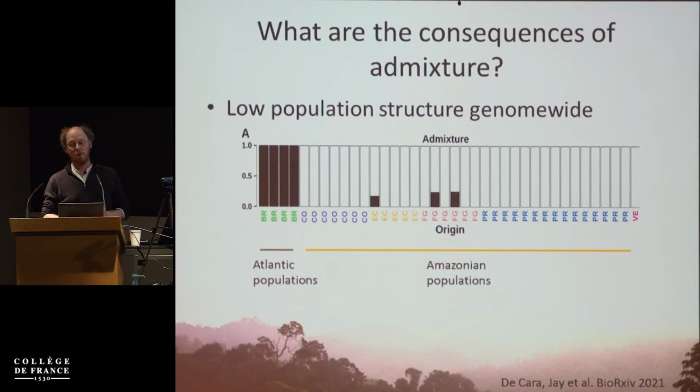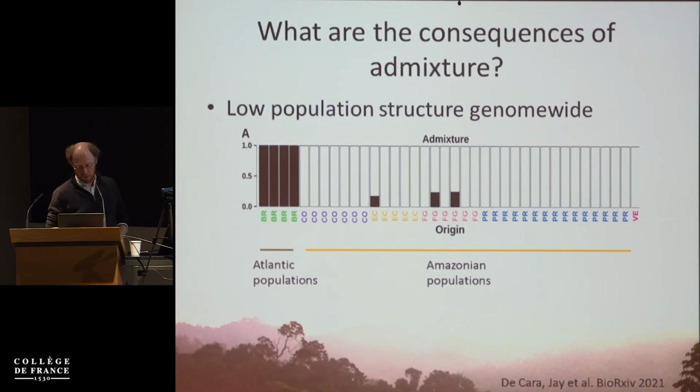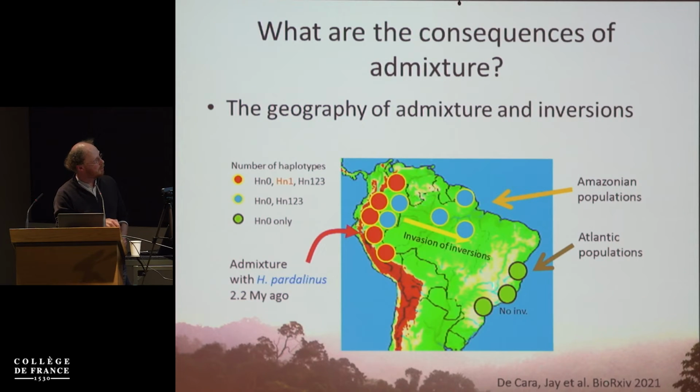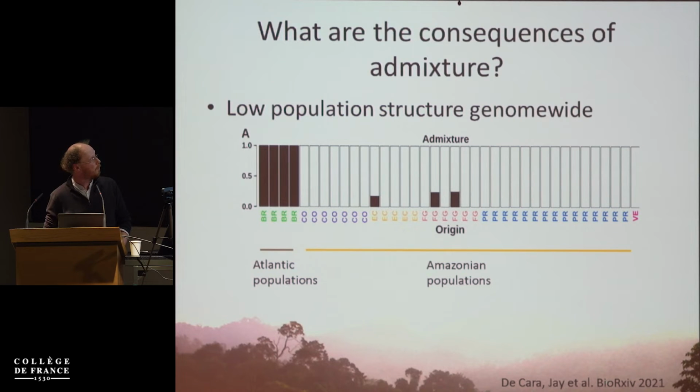Basically, there is no population structure across the entire Amazon, and the only good differentiation we see is between those Atlantic populations here and the rest. But over the entire circle of about 4,000 kilometers, you have basically no population structure. So this is very peculiar, and this is very different from what you find also in other species of related butterflies, which show isolation by distance.